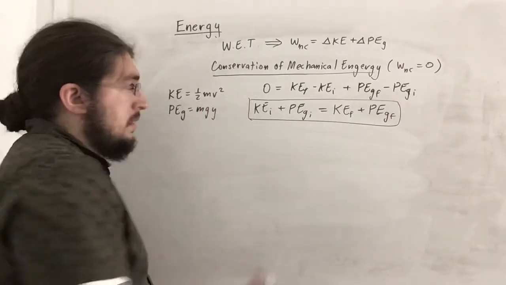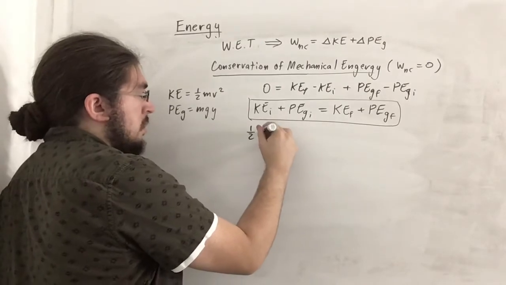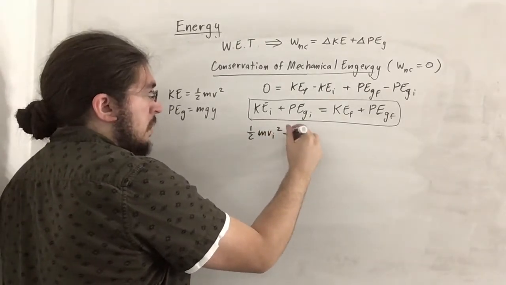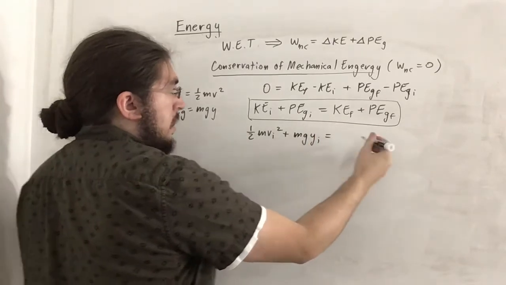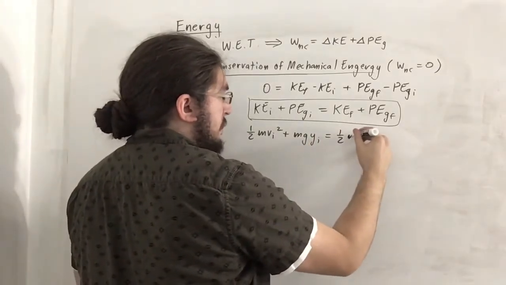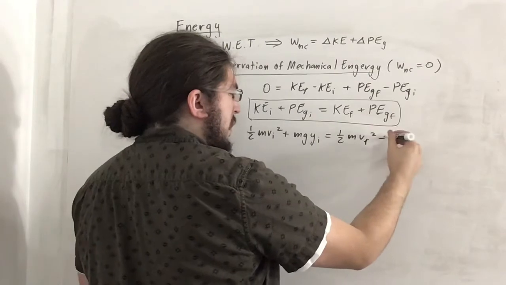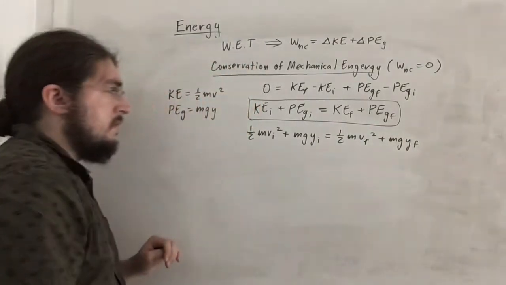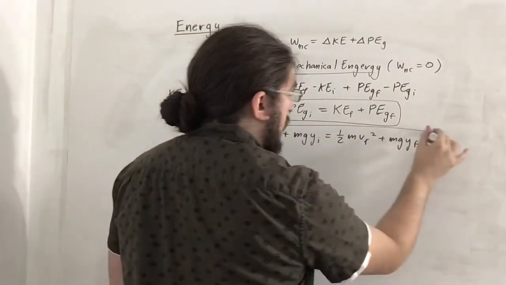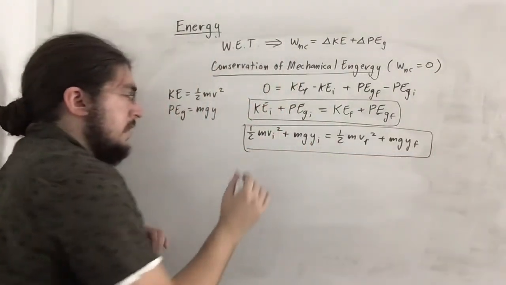So I'm going to do that. It's going to be a lot of writing, but it's not too bad. So it's 1/2 mvi squared plus mgyi equals 1/2 mvf squared plus mgyf. Beautiful. So this is another version of the conservation of mechanical energy.